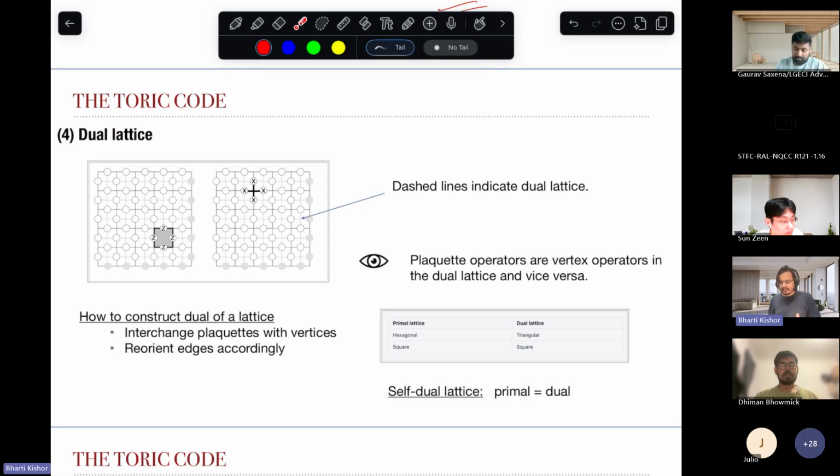And basically, why we are talking about it is because if you study plaquette operators, then you effectively have knowledge of the vertex operators on the dual lattice. We are working with square lattices, and for a square lattice, the dual lattice is also a square. Such lattices are called self-dual lattices, where the primal and dual lattice are the same. If you work with the hexagonal lattice, then the dual lattice is triangular. So they are not self-dual, but a square lattice is self-dual.